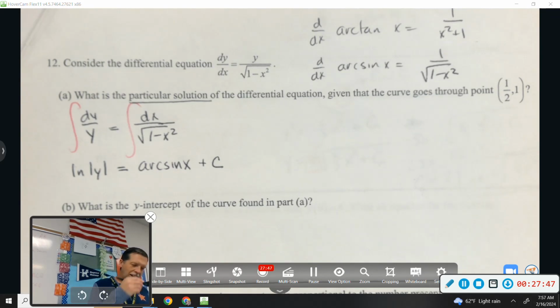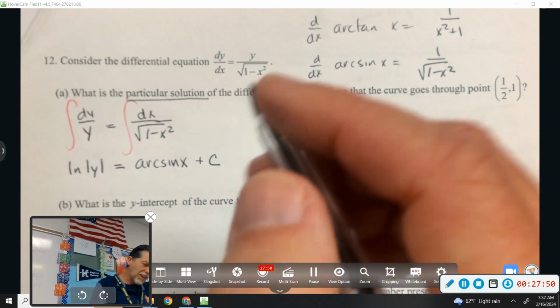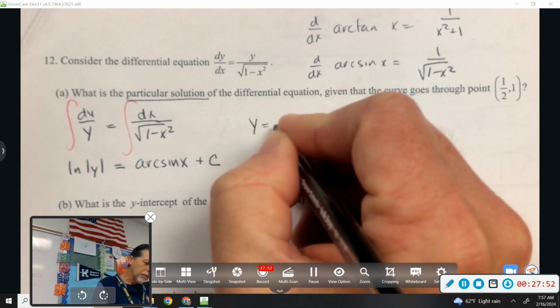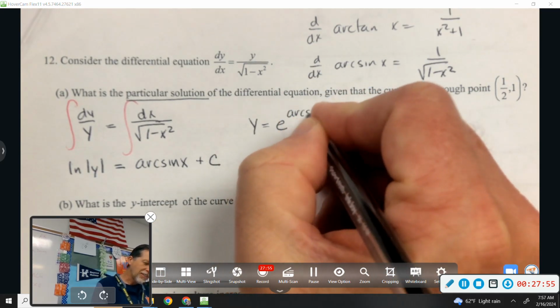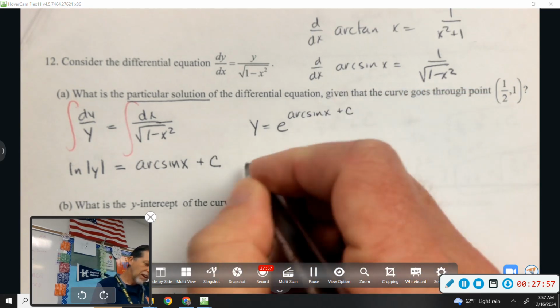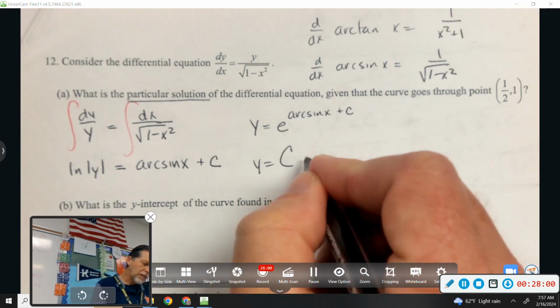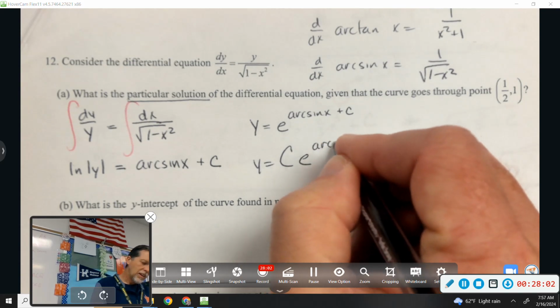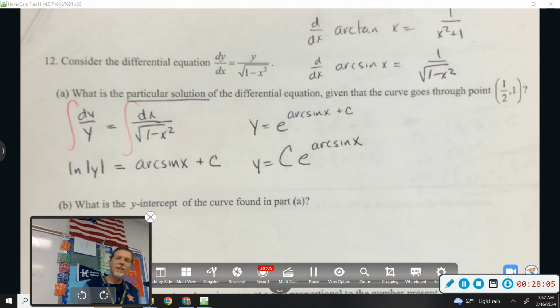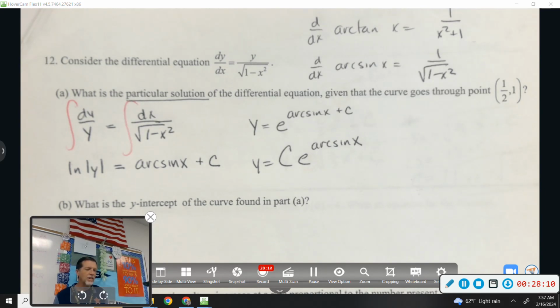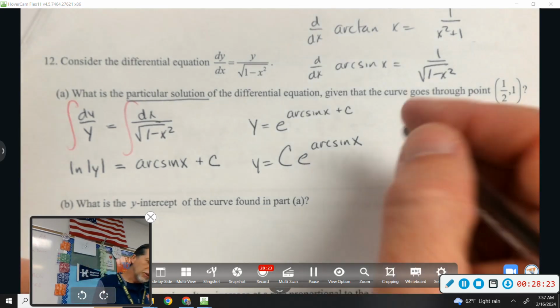Okay, next let's do the e thing. This is going to be a wild looking problem. E to the arc sine of x plus c. So then I'll put the c down front. What a lovely question that is. Given that the point goes through 1/2, 1. What? We don't even get a 0 to make our lives easy?